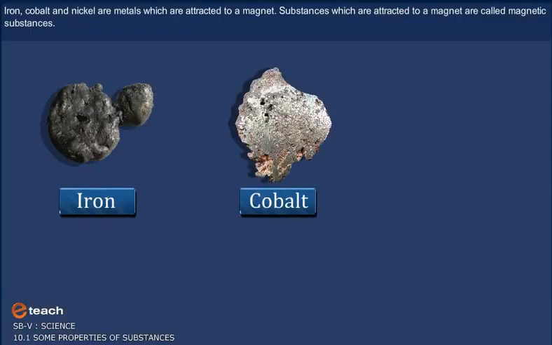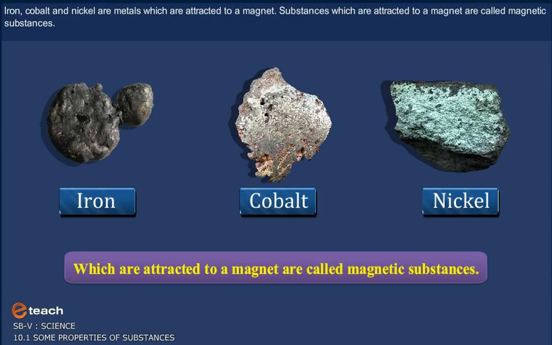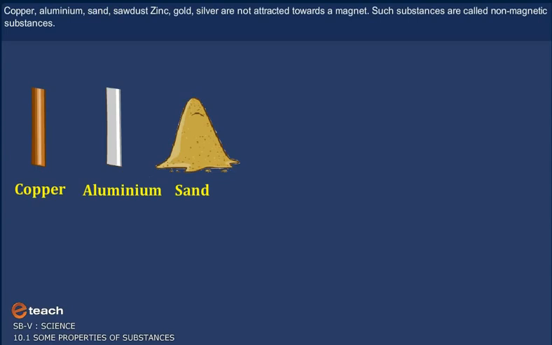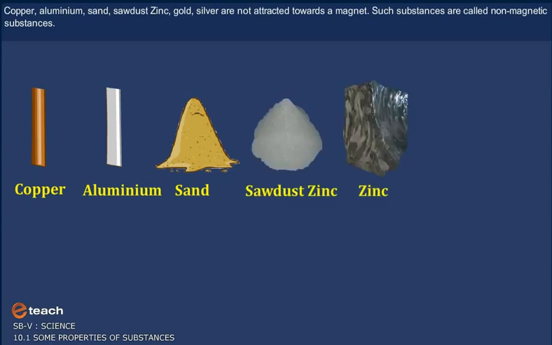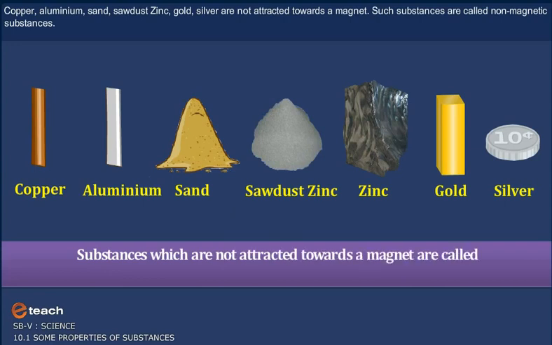Iron, cobalt, and nickel are metals which are attracted to a magnet. Substances which are attracted to a magnet are called magnetic substances. Copper, aluminium, sand, sawdust, zinc, gold and silver are not attracted towards a magnet. Such substances are called non-magnetic substances.